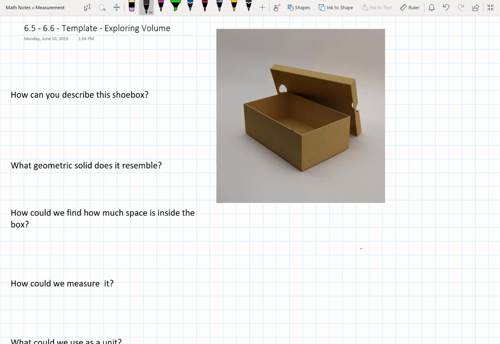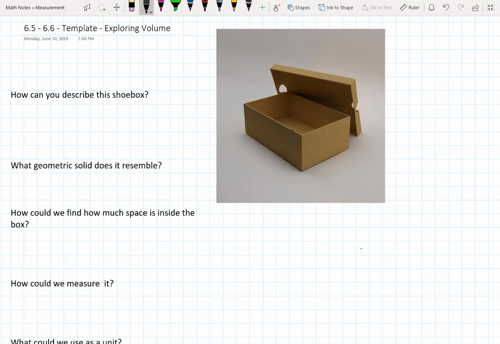In this lesson, we will be exploring volume. So I'd like to begin by looking at this picture on the right-hand side here. This is just a regular shoebox, and we're going to do a little bit of a review from our geometry unit. When we look at the shoebox, we can use its attributes to describe it. And once again, its attributes are its characteristics, or specifically, characteristics that make it a certain shape or define it as a certain shape.